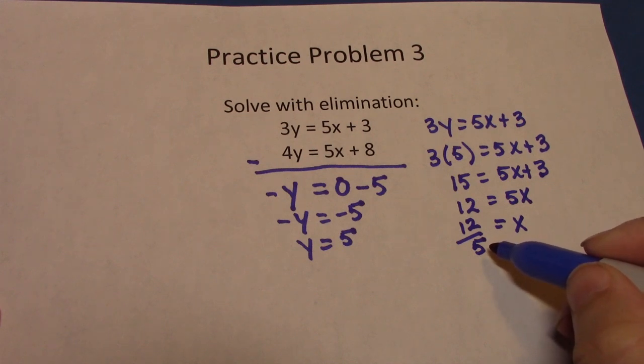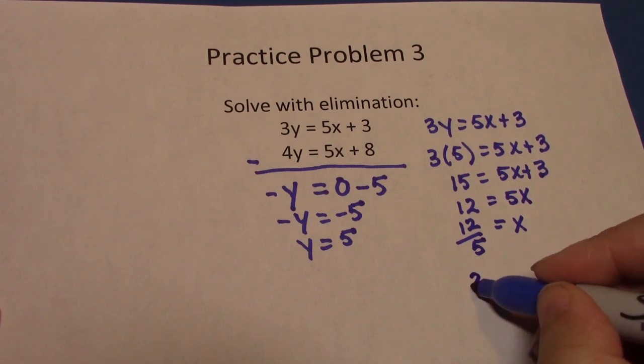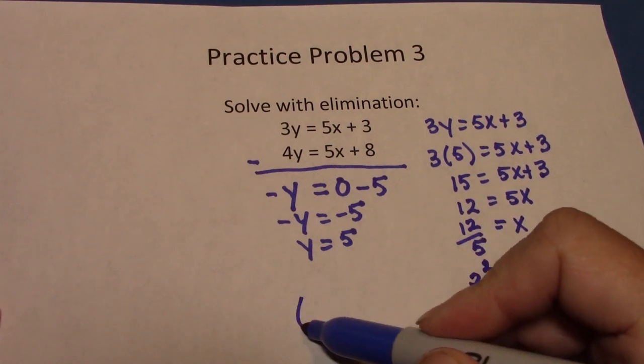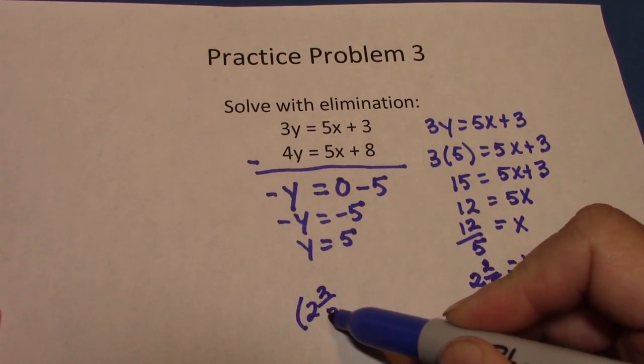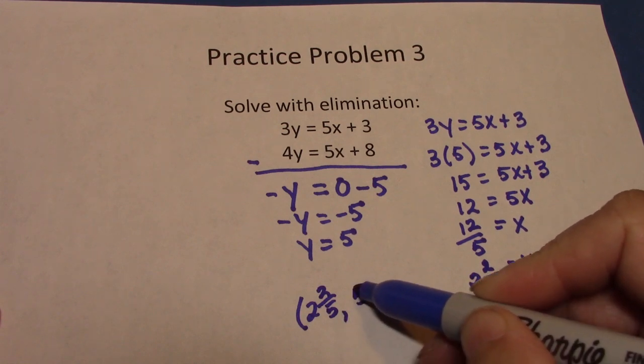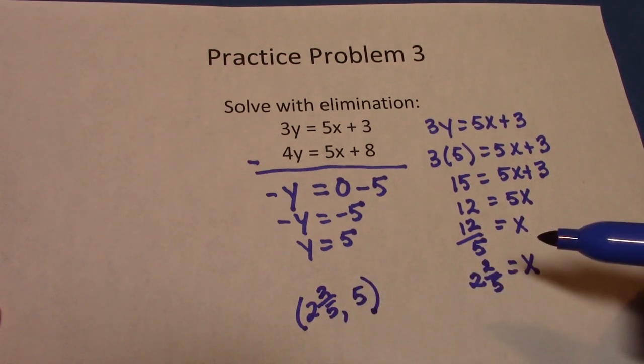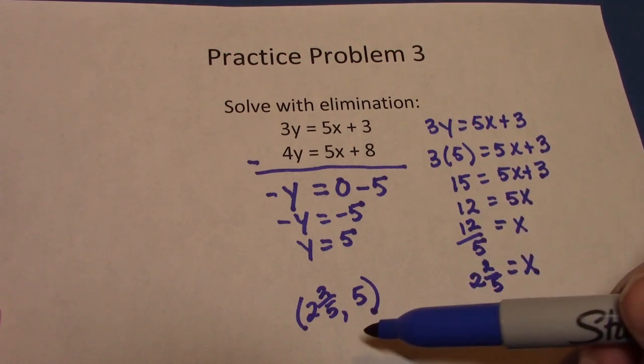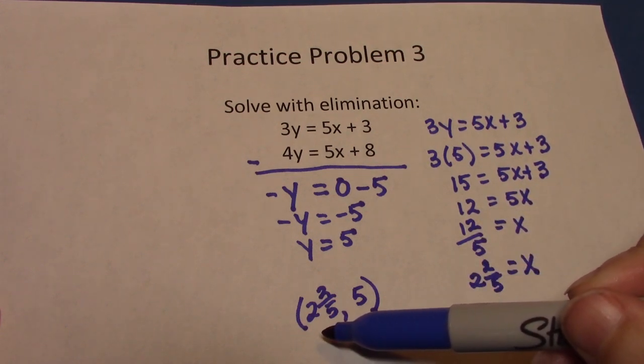This fraction would simplify as 2 2/5. So the answer is 2 2/5 for a value of x, and y is 5. And that's a good example of why we use this instead of a graphing method, because even on a graph it would be really hard to tell 2 2/5.